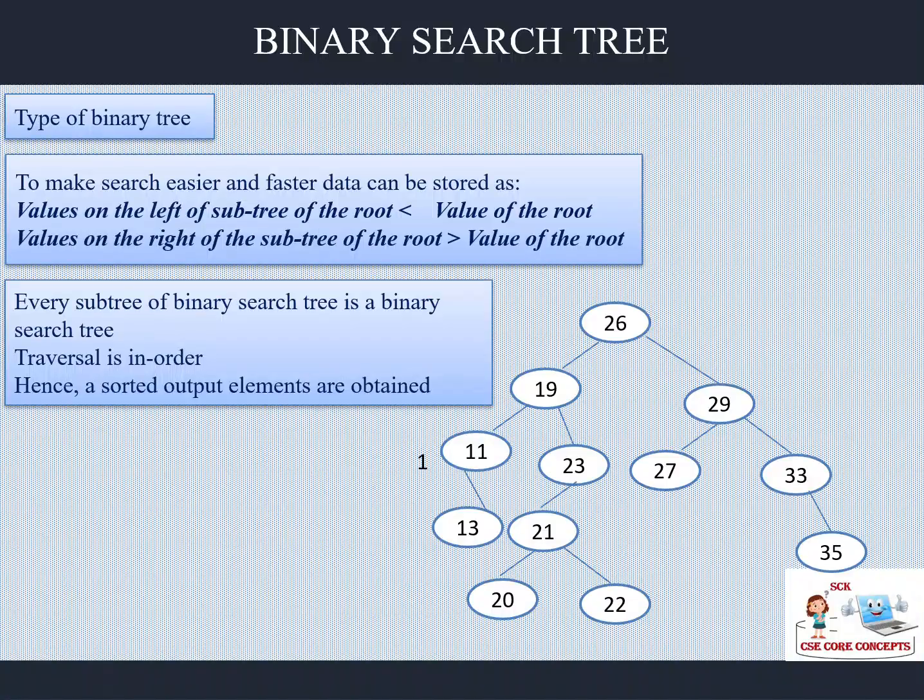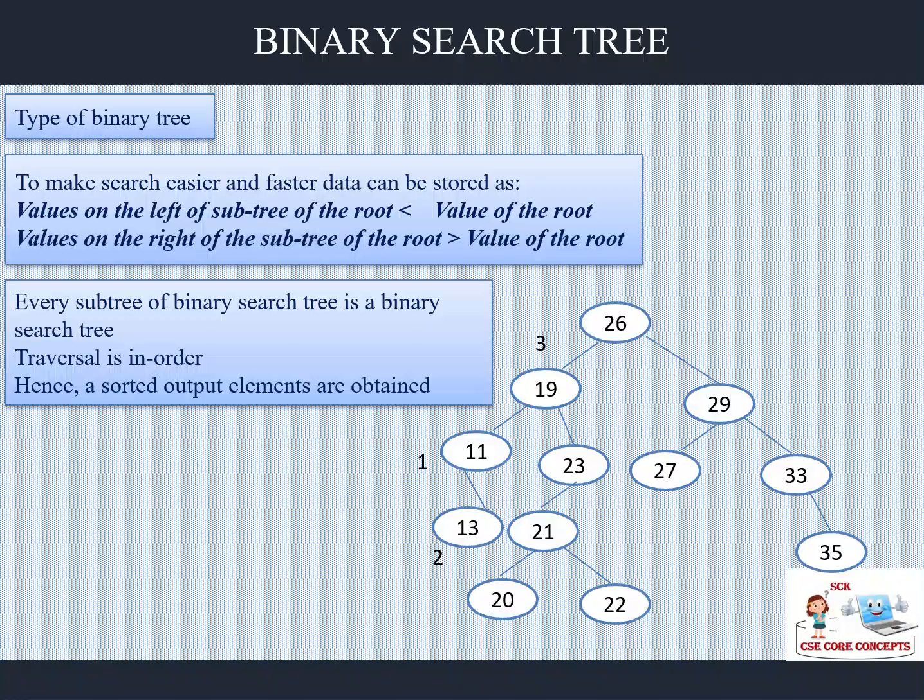So now, in-order traversal will be: 26's left is 19, 19's left is 11, okay. Does 11 have any left branch? No, okay. So what is the in-order traversal? Left, root and right. So root is 11, so first element we will write is 11. Root is done, so go to right. Right is 13. So 13 is the next element. Again go back to the root of 11, that is 19, third element.